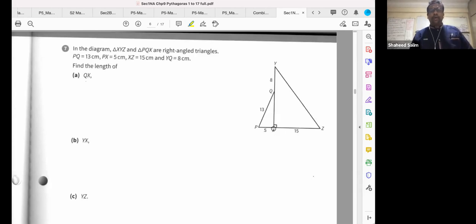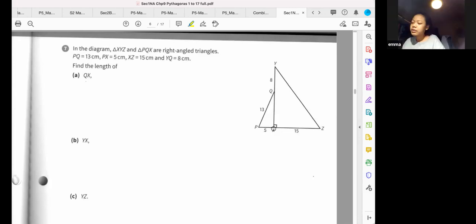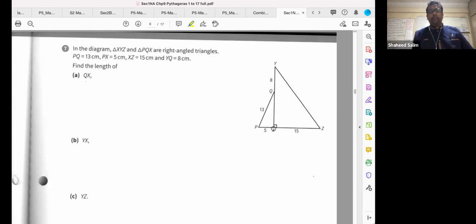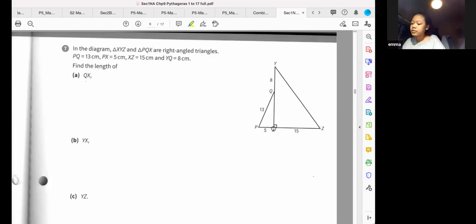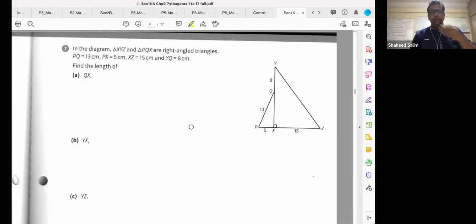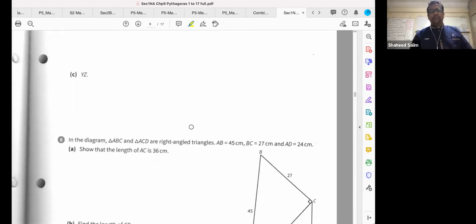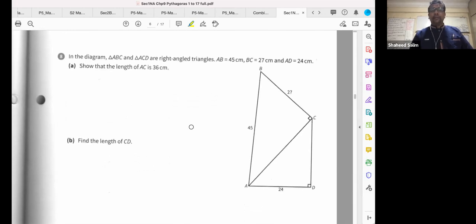So can you find what is YX? 20. And what is YZ? 25. 25, well done. So it's really easy. But we'll go to some tougher ones. Let us see now.